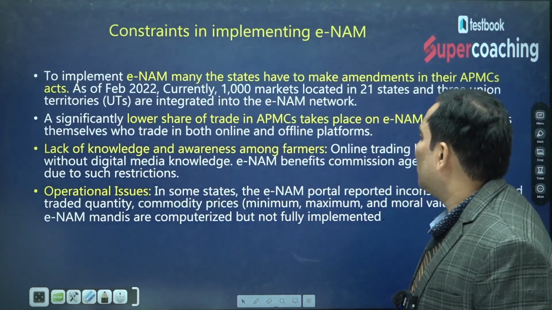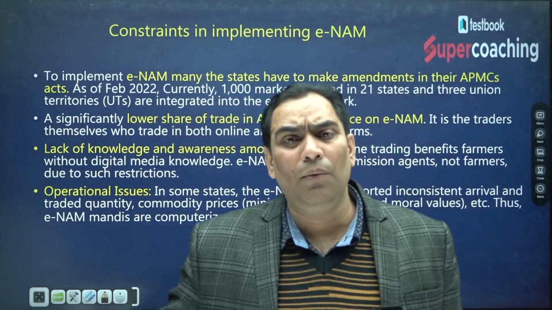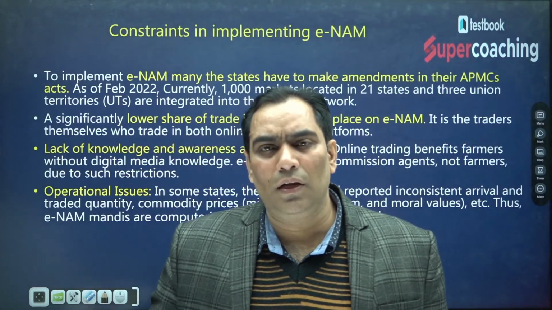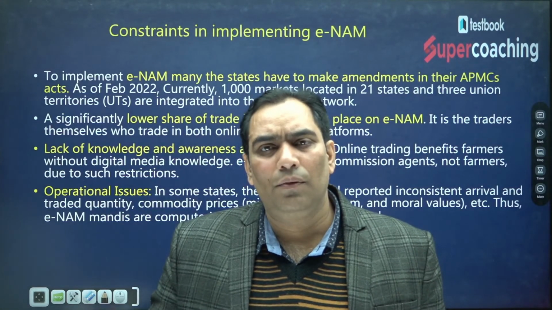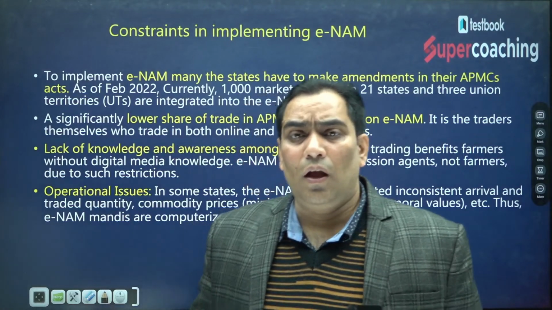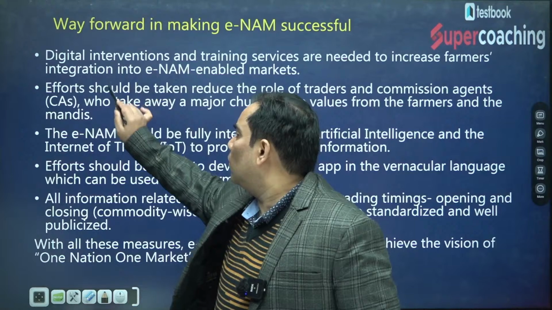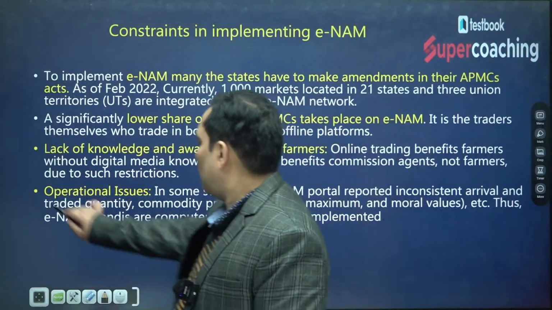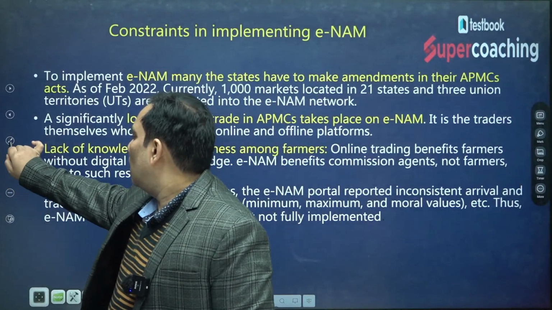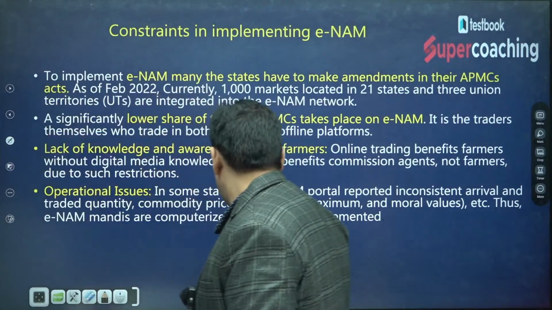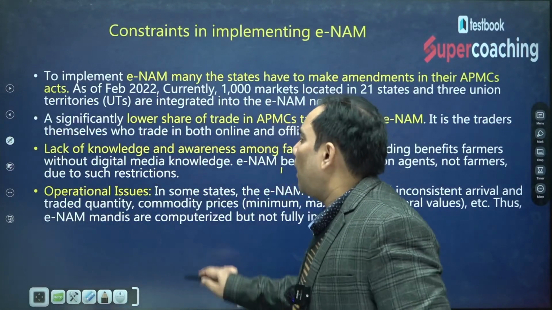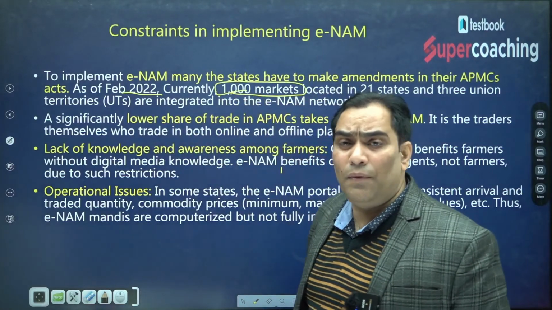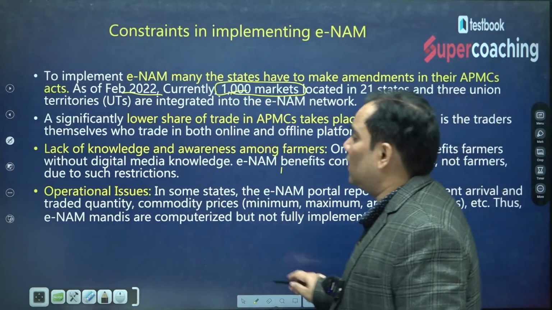What are the constraints? What is e-NAM? e-NAM is nothing but it is going to integrate all the Anaj mandis within the territory of India electronically. As of Feb 2022, only 1000 markets, that is APMCs, have been integrated in 21 states and 3 union territories.